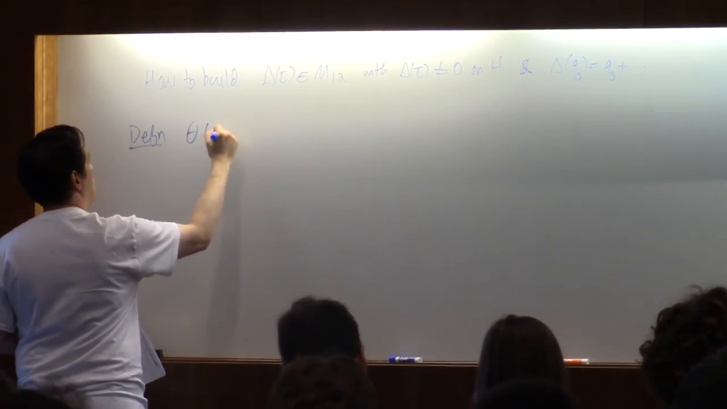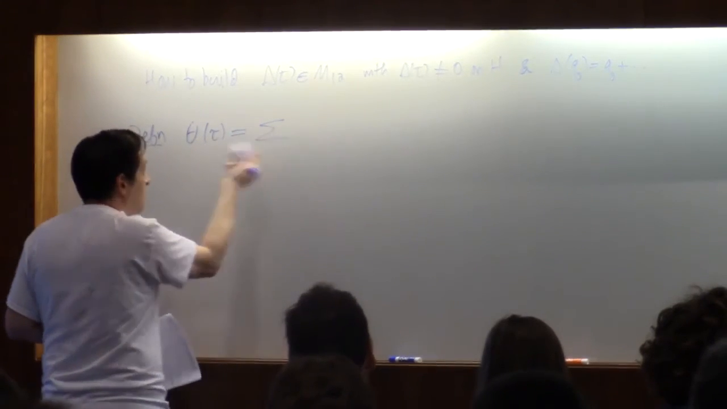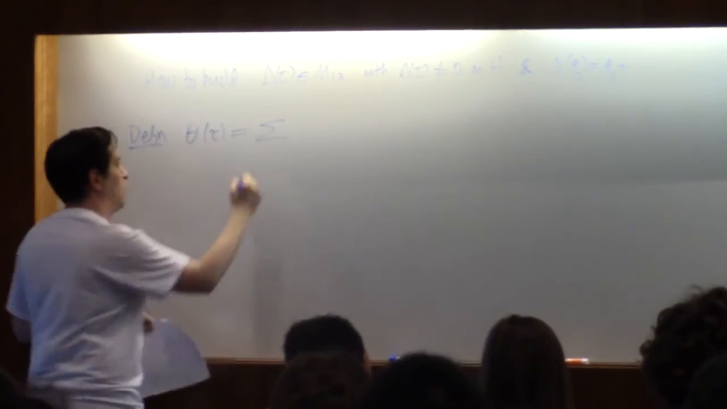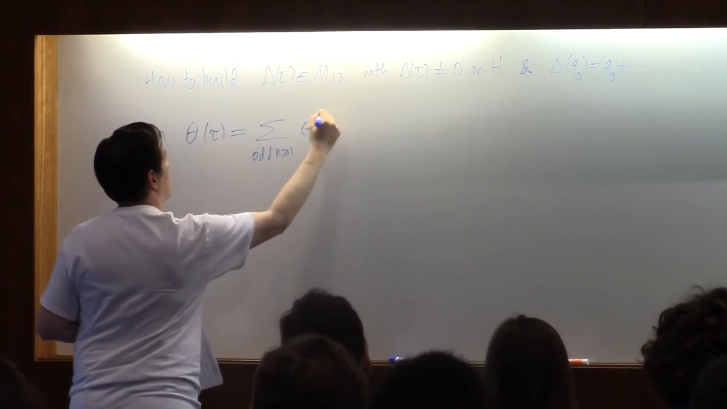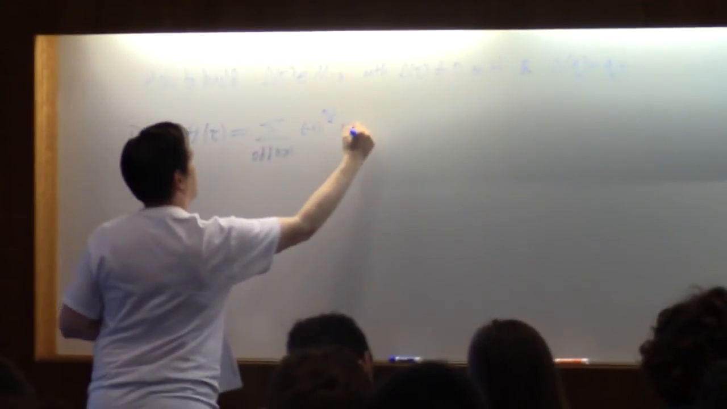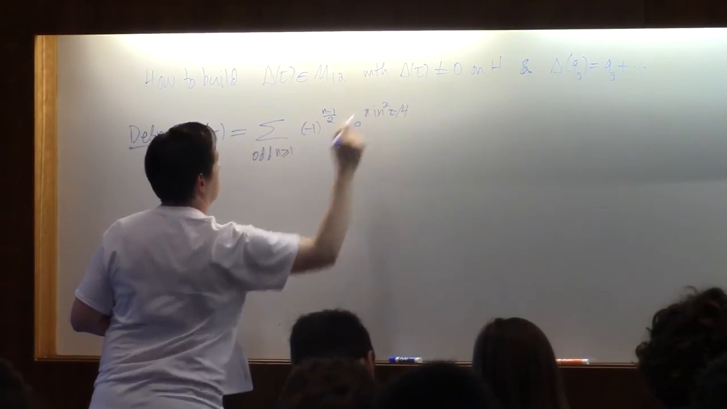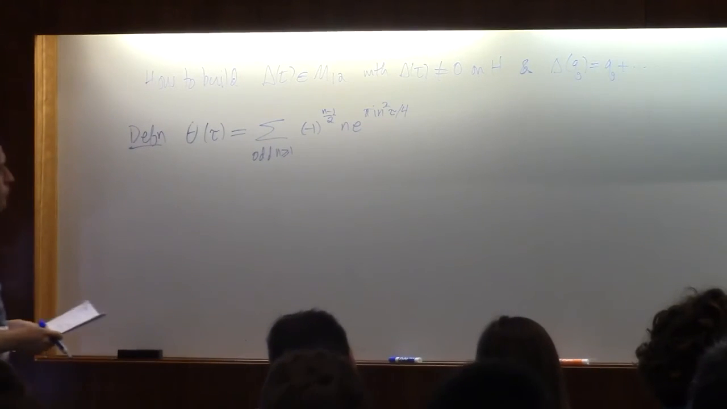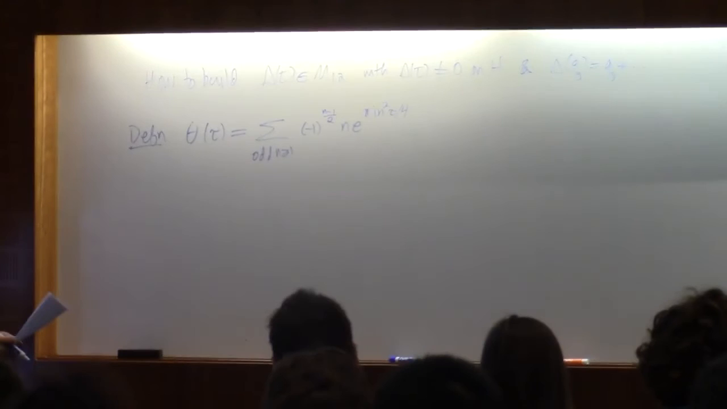So let theta of tau. So this is going to look like it's coming out of nowhere. Well, it is. From our perspective, it's coming out of nowhere. Sum over odd integers, minus 1 to the n minus 1 over 2, n e to the pi i n squared tau over 4. Okay? So there's an infinite series for you.